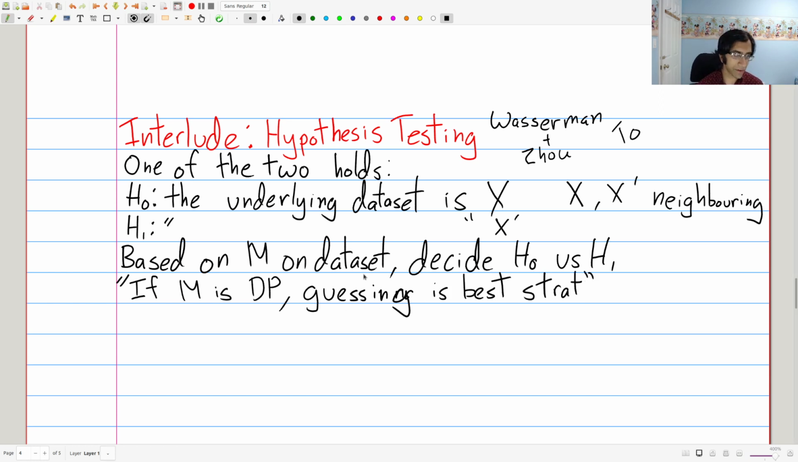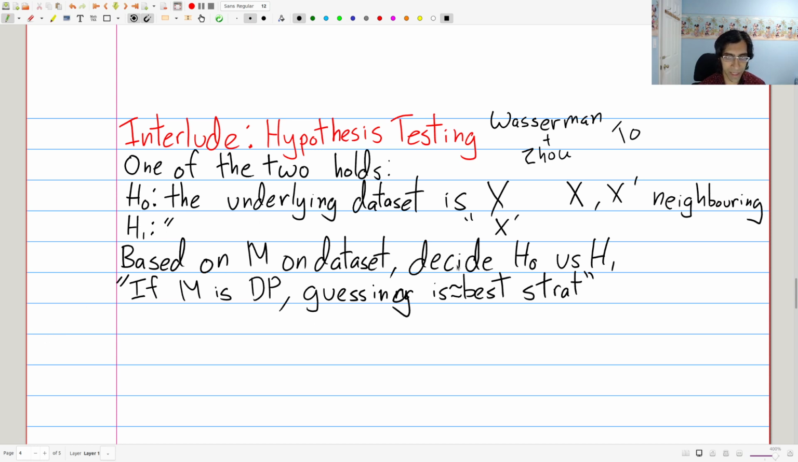Or rather, it's close to the best strategy. You're not going to get much better if it's strongly differentially private. So let's say it's approximately equal to the best strategy. This is not perfectly true, just because this imagines just guessing 50-50 H0 versus H1.